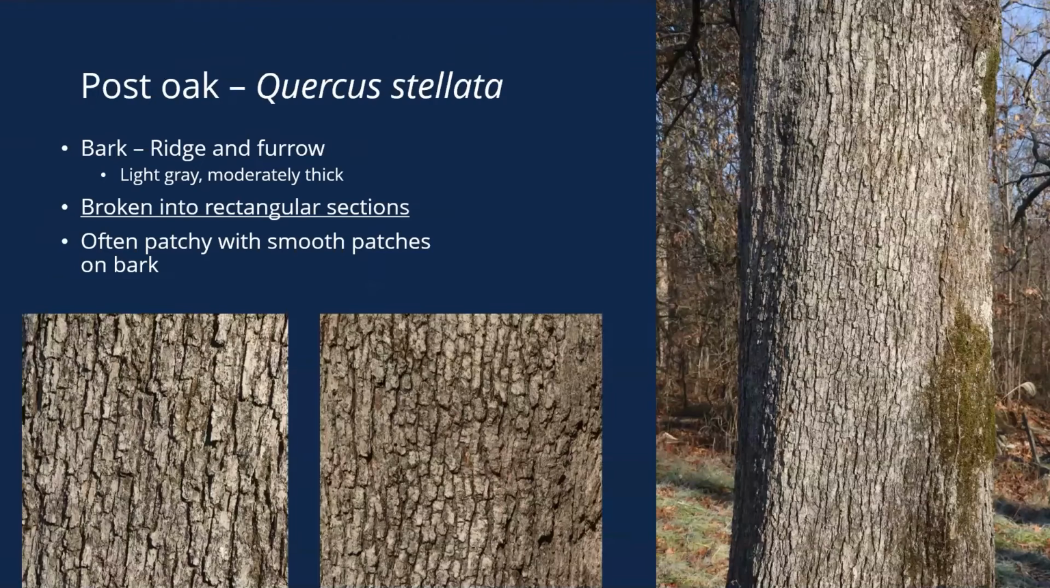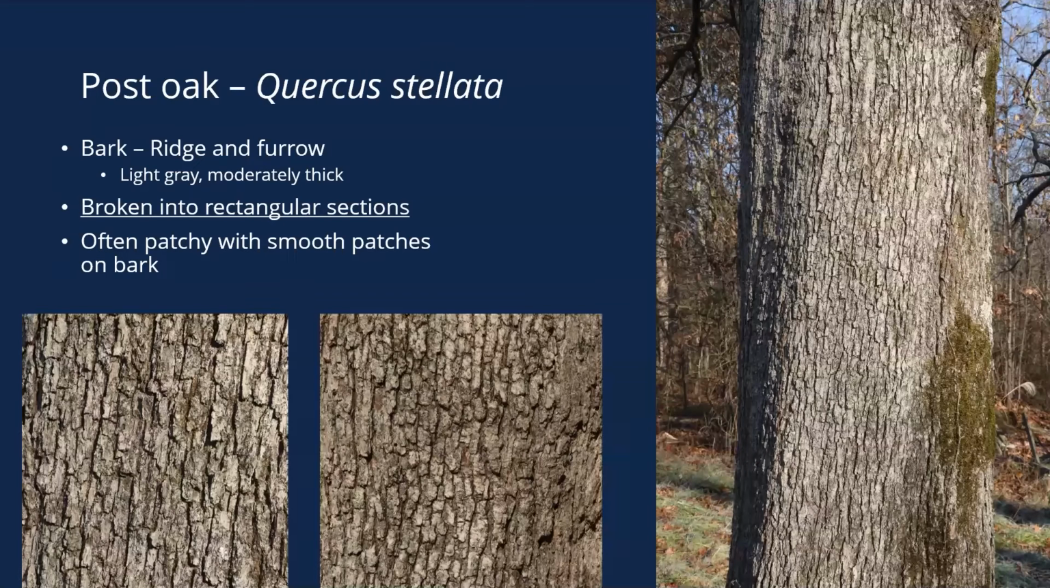Post oak bark is somewhat similar to white oak. It's maybe a hair darker in color. It's fairly thick, and instead of being shaggy or platy, it typically is broken into kind of rectangular sections. So the long ridges and furrows aren't really long. Instead, they're broken up into these smaller rectangles, and sometimes they're almost perfectly rectangular.